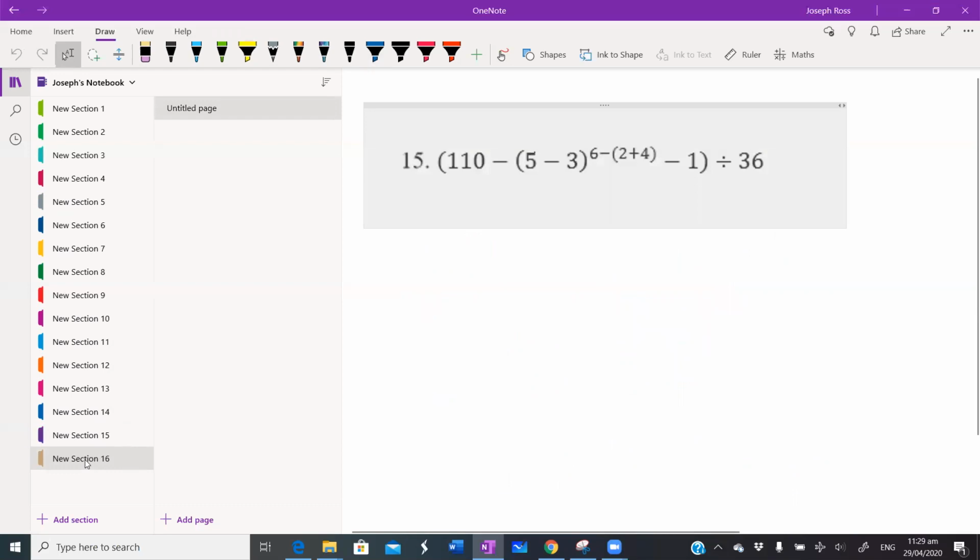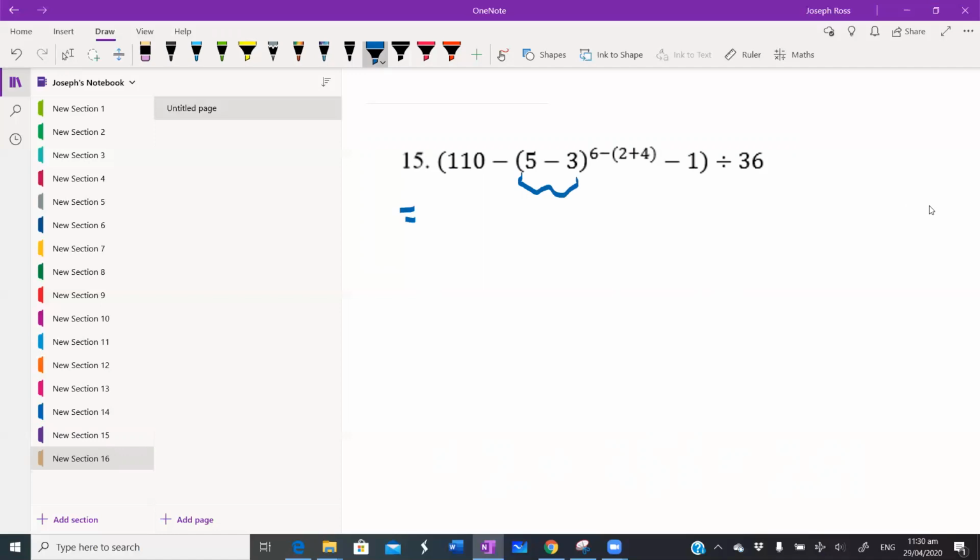And the last question on this video, we've got 110 minus, and then in brackets, 5 minus 3 to the power of 6 minus 2 plus 4 minus 1 divided by 36. So we've got some brackets here. We've got how many sets of brackets? We've got 3 sets of brackets, which means what's inside those brackets needs to be done first. So let's do the 5 minus 3 bracket. So 5 minus 3 is 2.